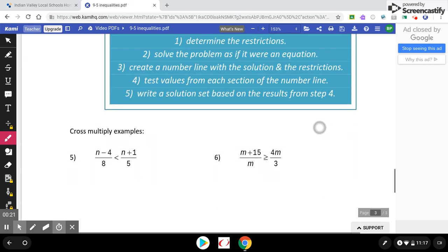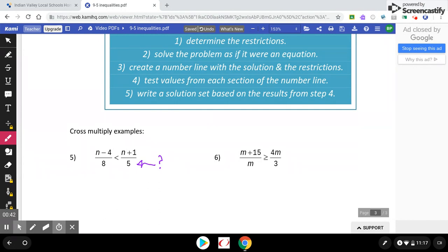Good news for number 5. Step 1 in the directions is to determine the restrictions. Do you guys see any variables on the bottom? I do not, therefore there are no restrictions. So we're not talking about the top. Do not tell me 4, do not tell me -1. So literally no restrictions. Well, okay, if I can't do step 1, I move on to step 2.